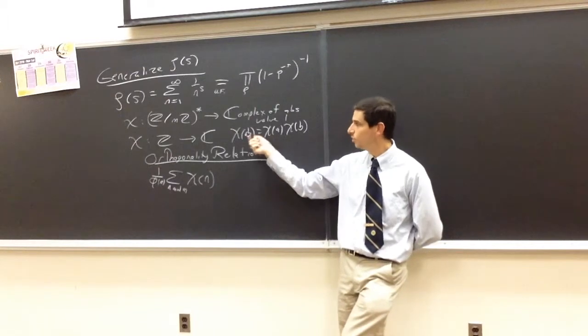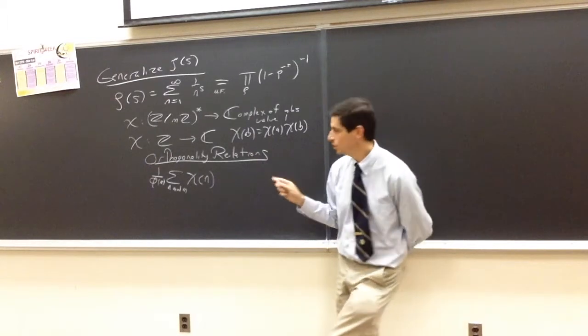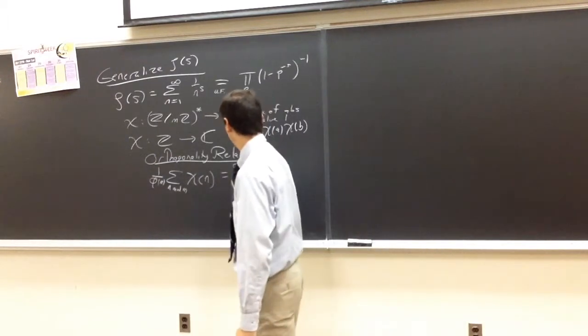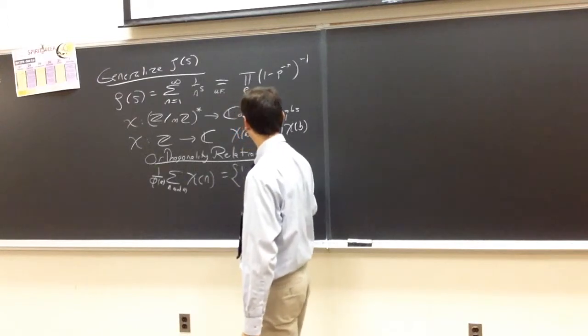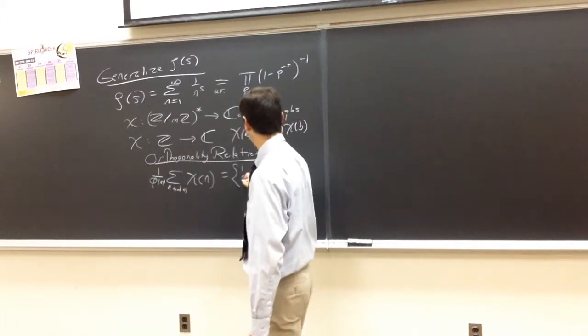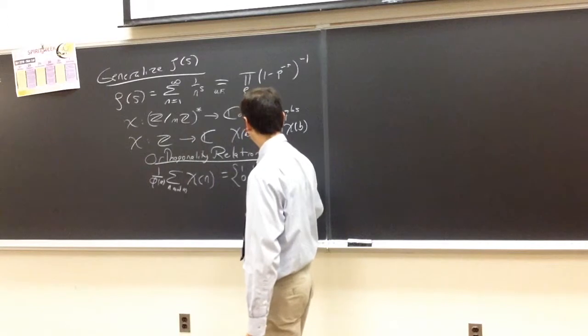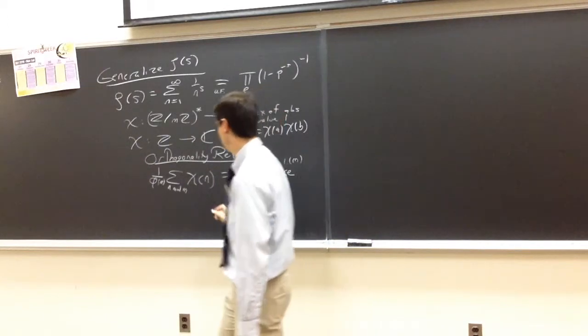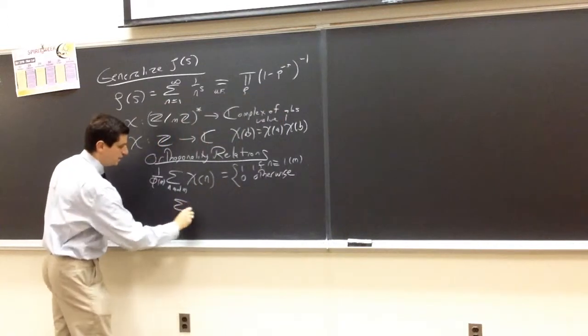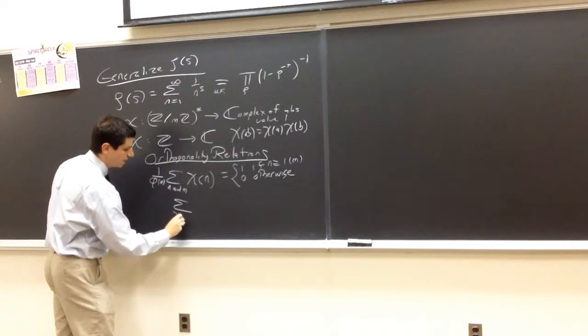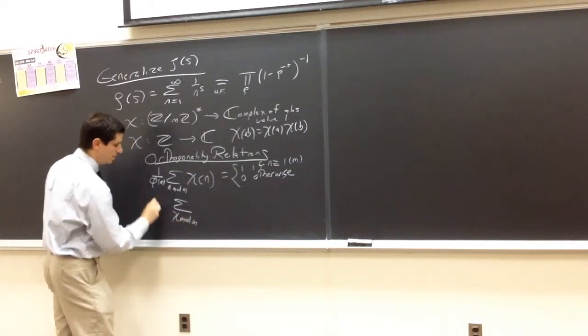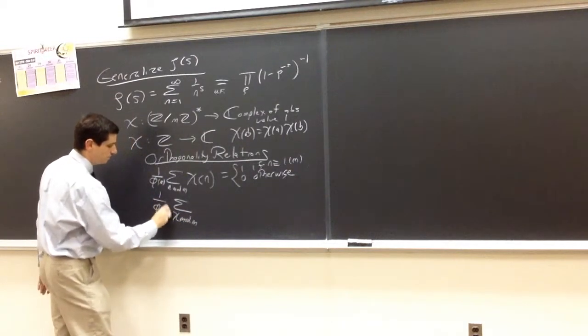So what we want to do is set chi of 1 equal to 1. So this sum is going to be 1 if n is congruent to 1 mod m and 0 otherwise. And then the other thing we could look at is a sum over all characters chi mod m. And it turns out there are also phi of m of them.